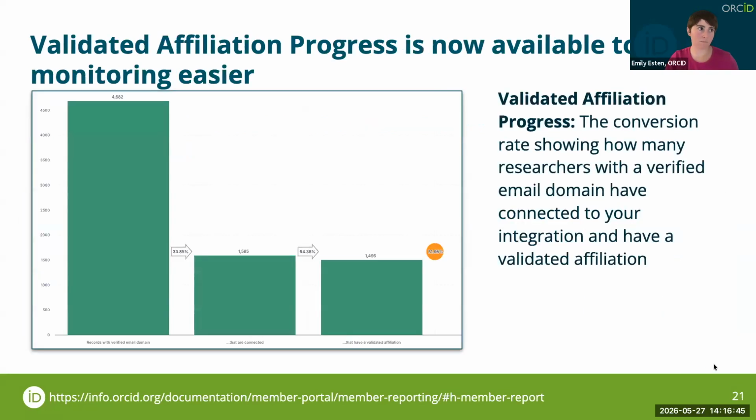So this first one is validated affiliation progress. So we have this graph, and it shows a conversion rate of how many researchers are in ORCID with a verified email domain for your institution. How many of those have connected to your integration within this second column? And this third column is how many of those have a validated affiliation. So in this case, we can see for a lot of researchers that have a record with a verified email domain, about 33% of them have connected to the integration, and about 94% of those have also added a validated affiliation for the institution for the record.